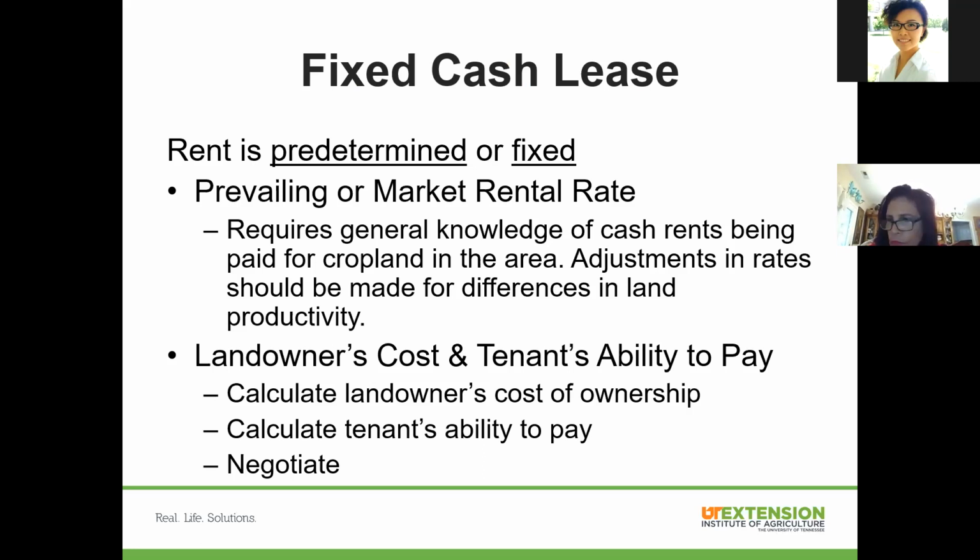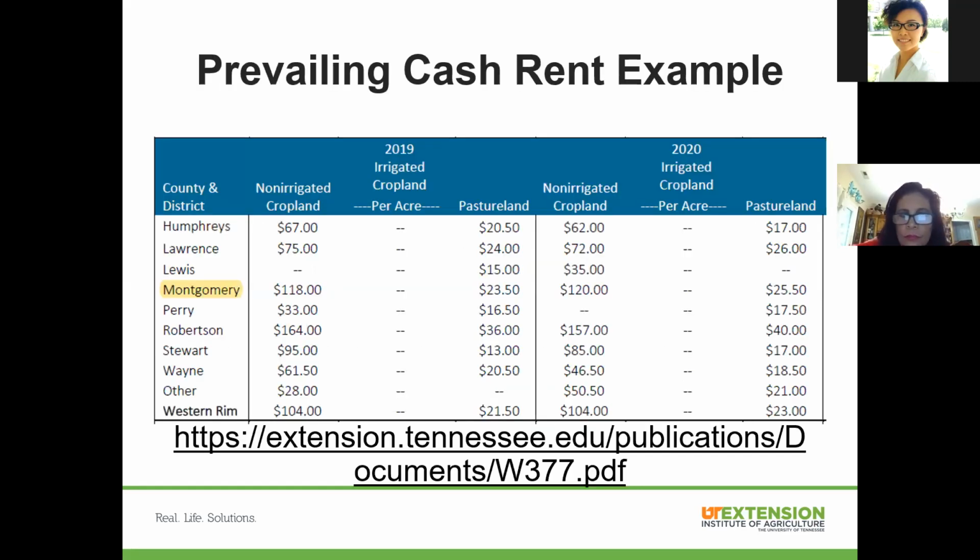And the second method, which is my own preferred method for a landowner, is that you calculate your cost and have an idea of your minimum, your bottom line, and figure out your tenant's ability to pay, to give you a threshold to work your negotiation between. So it's important to know how to calculate your landowner's cost of ownership and also have a general idea of the tenant's ability to pay, and then negotiate. That communication is important.